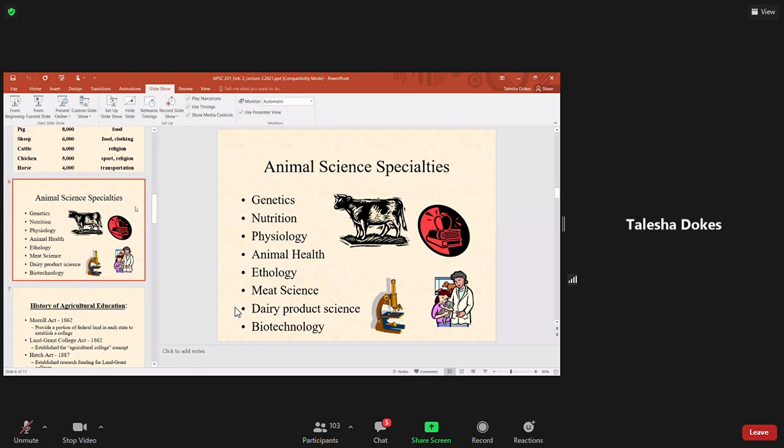Meat science: the science of handling, distributing, and marketing meat and meat products. Dairy product science: the science of providing milk and milk products as food. And last but not least, biotechnology: a collective set of tools and applications of living organisms or parts of organisms to make or modify products, improve plants or animals, or develop microorganisms.